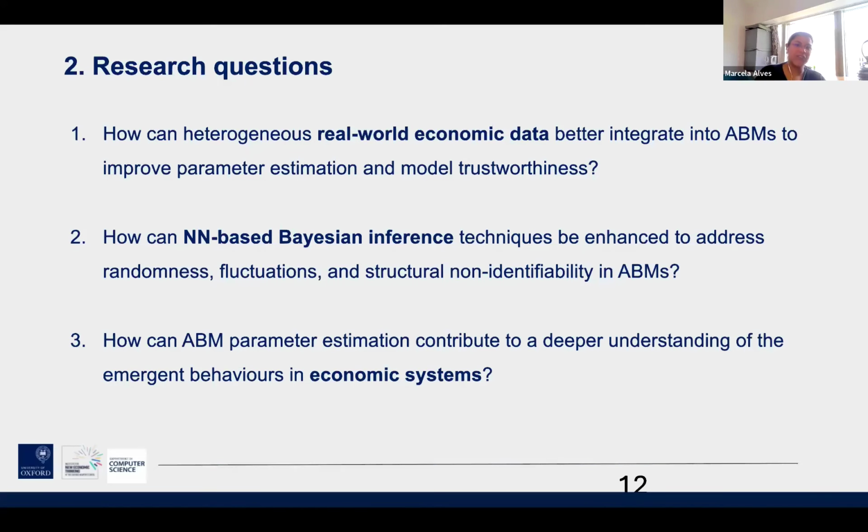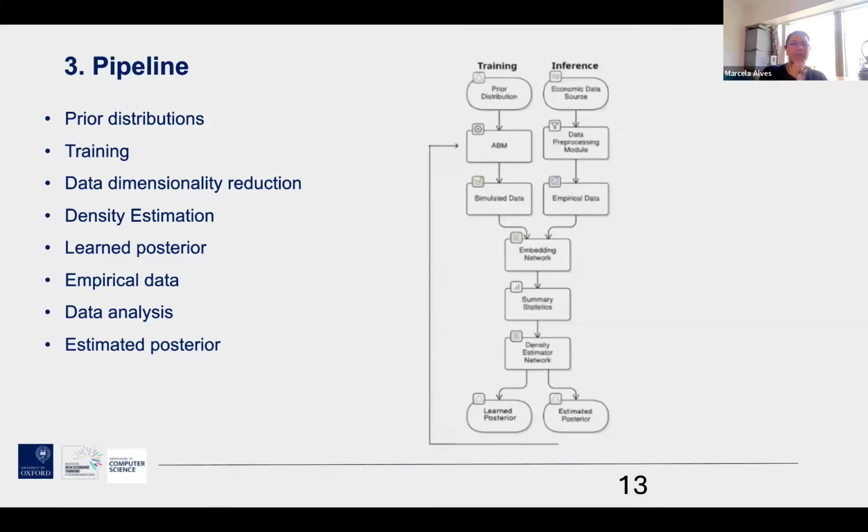I also work with neural network based Bayesian inference, which is applying Bayes theory using neural networks to learn the relation of prior and posterior, and how, once we have real economic data on parameter estimation, and we set the neural network architecture to do proper Bayesian inference, this actually helps us to understand economic systems. So the pipeline is more or less this one.